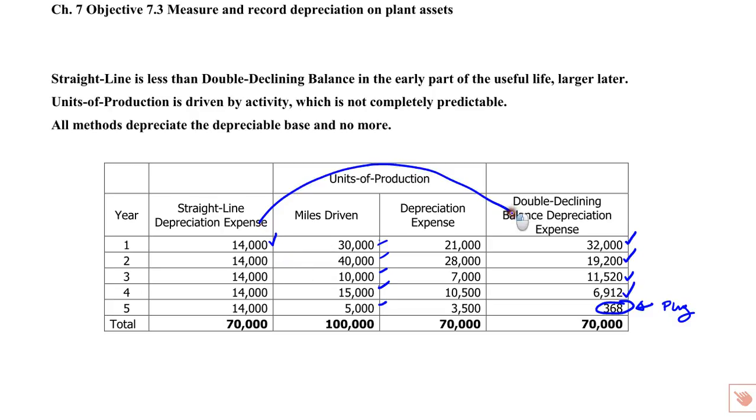But between straight line and double declining balance, the first 2 years are greater than 14,000, and the last 3 years are less than 14,000. So with double declining balance and any accelerated method, you have more earlier.